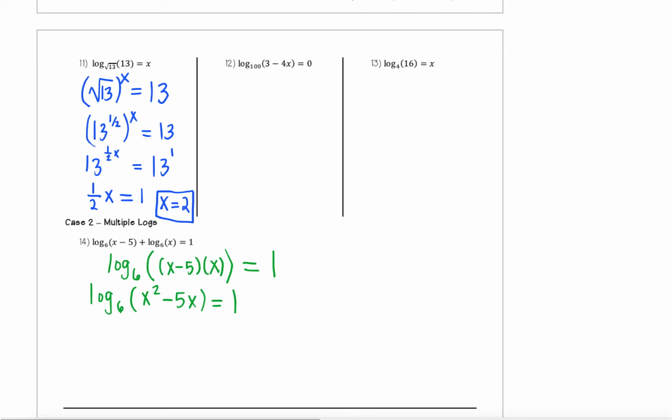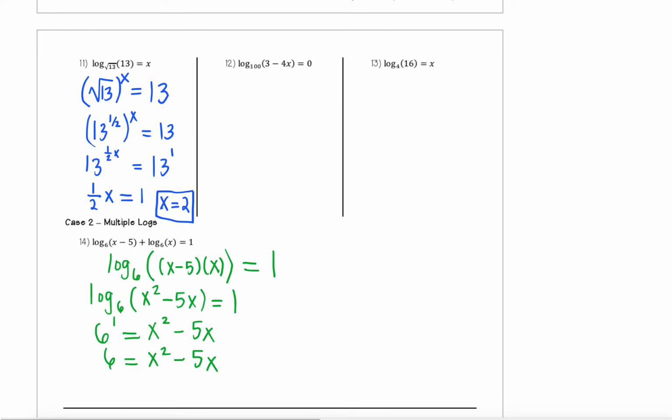So exponential form, we would have a base 6 raised to the first power equals that x squared minus 5x. Now 6 to the first power is just going to leave us with 6. We still have that x squared minus 5x. Now this is a quadratic equation.